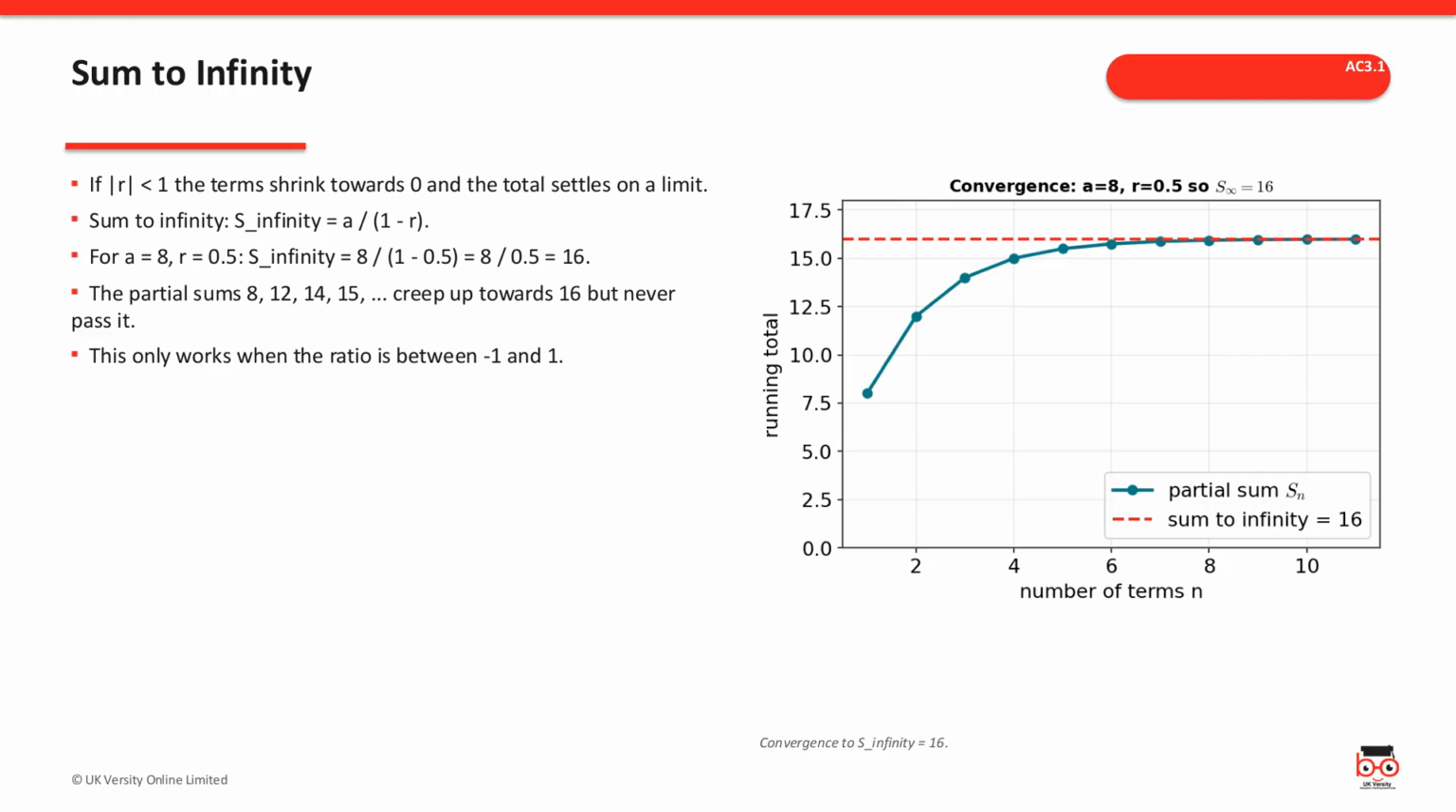Something rather beautiful happens when the size of r is less than 1. The terms shrink towards 0, and the running total settles on a finite limit. The sum to infinity is s infinity equals a over 1 minus r. For a equals 8 and r equals 0.5, that's 8 over 1 minus 0.5, which is 8 over 0.5, equaling 16. The partial sums 8, 12, 14, 15 creep up towards 16 but never quite reach it, and this only works when the ratio is strictly between minus 1 and 1.